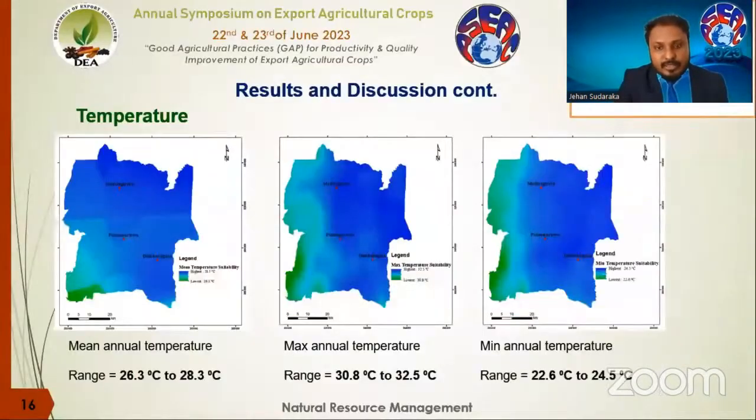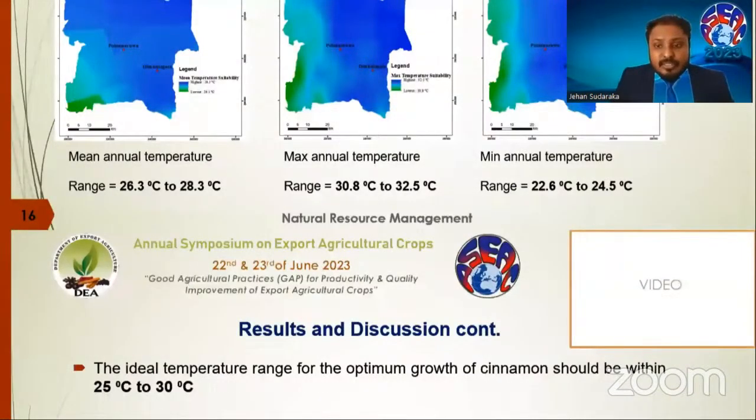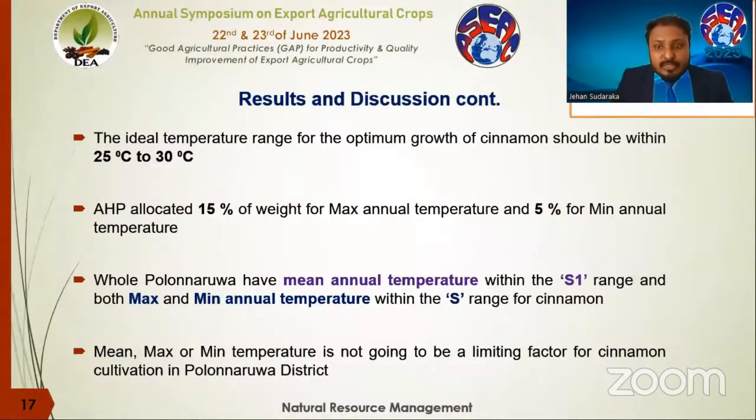Then the temperature, I have considered maximum and minimum temperature separately. The ideal temperature range for cinnamon cultivation is 25 to 30 Celsius. And in the dry zone, maximum temperature is going to be more of a limitation factor than minimum temperature. Therefore, AHP allocated 15% of weight for maximum temperature, 5% of weight for minimum temperature. But the result shows that both maximum and minimum temperature fell in the suitable category, so it's also not going to be a limitation factor.